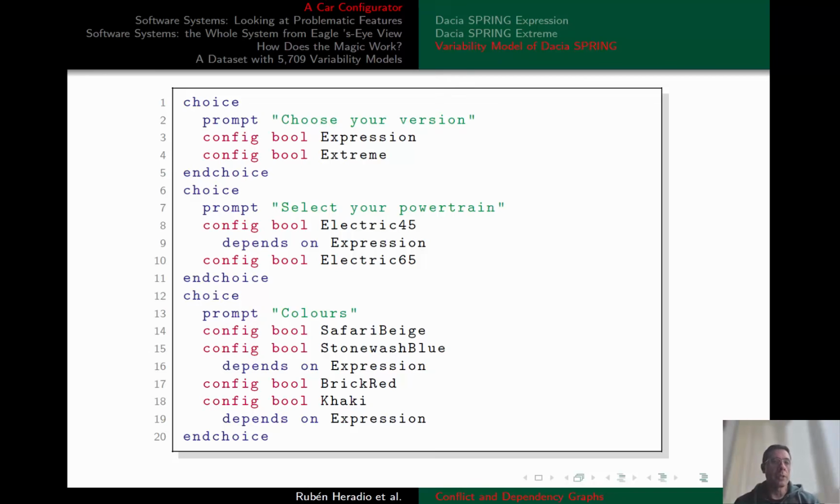Inside every choice, we have different alternatives, which are Boolean in the sense that they can be enabled or disabled. And in this particular case, there are some features that have some dependencies. For instance, here you can see that electric 45 depends on expression, which means that to select electric 45, to enable that in a configuration, we need to enable expression as well.